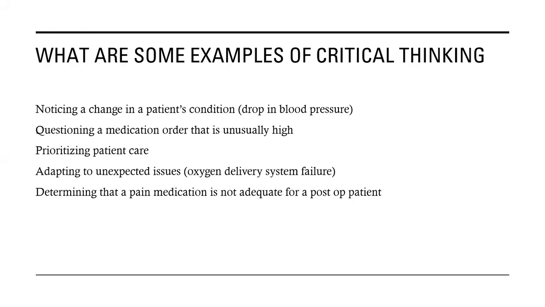Prioritizing patient care is part of critical thinking. Determining how much care this client needs. Is this client stable? Is this client unstable? Does this client need two persons' assistance? Prioritizing that patient care is part of critical thinking. Adapting to unexpected issues, determining that a pain medication is not adequate for a post-op patient. So it's just a fluid process.